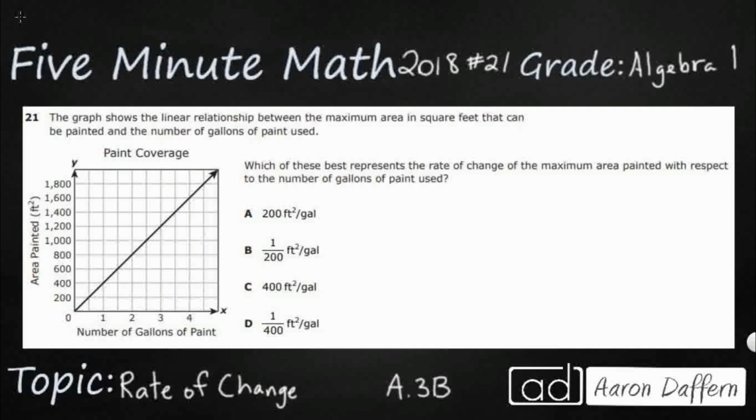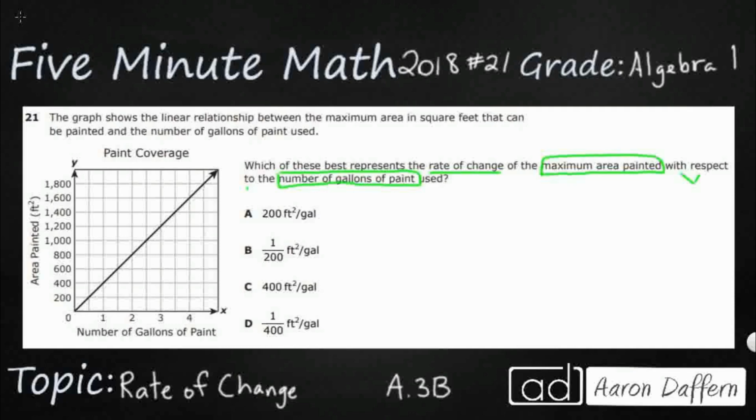So we have a graph here that shows the linear relationship between the maximum area in square feet that can be painted and the number of gallons used. So we're looking for the rate of change. It's kind of hidden right there in the question. Which of these best represents the rate of change of, we've got two things, maximum area painted, and this strange little phrase here, with respect to number of gallons of paint.